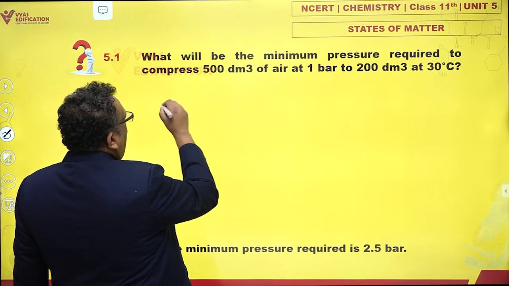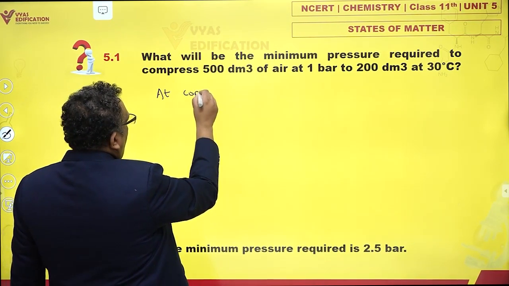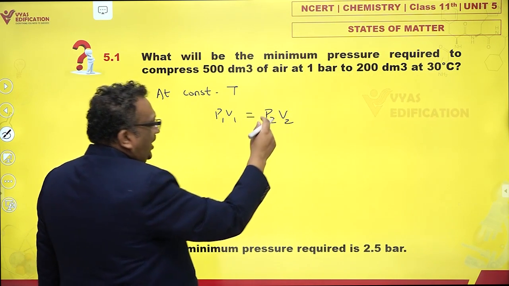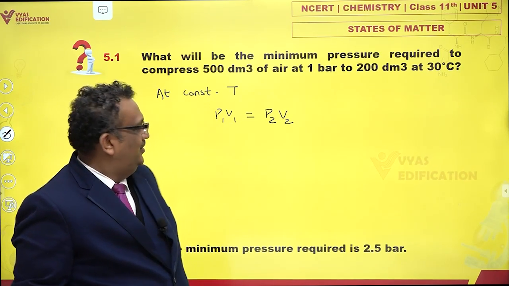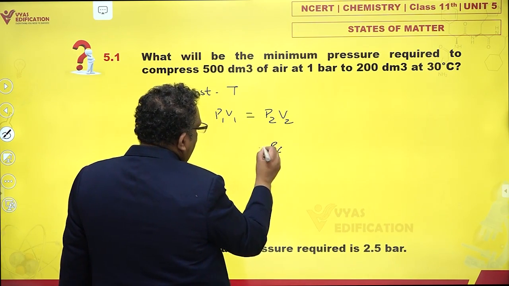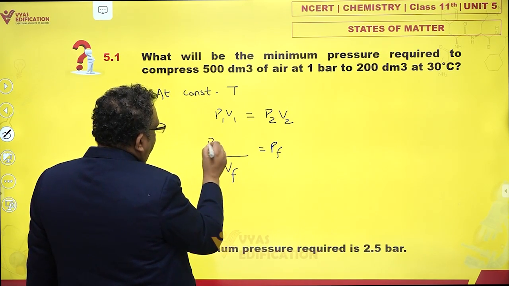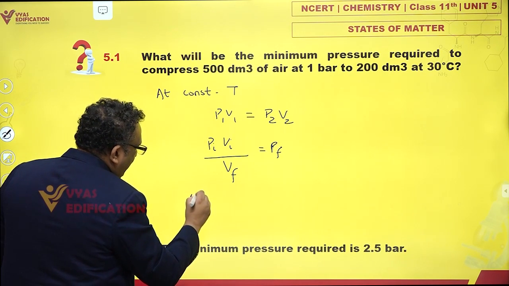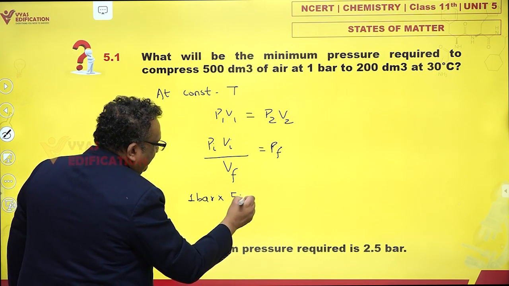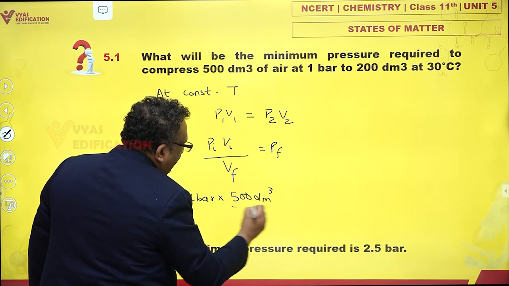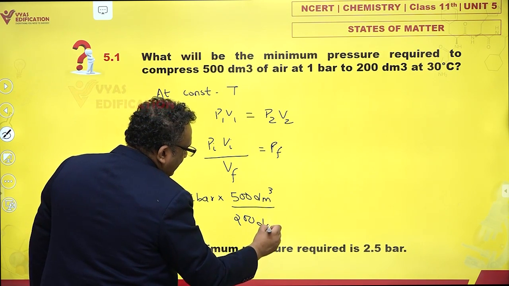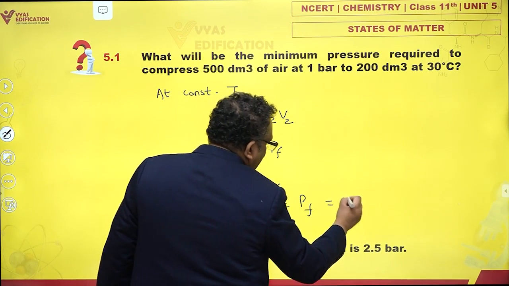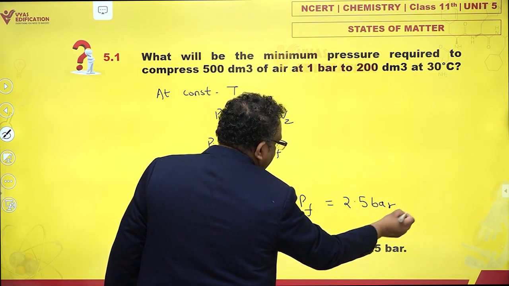We will say at constant temperature, P1 V1 is equal to P2 V2, we apply Boyle's law. So P final is equal to V initial by V final, times P initial. Now what was initial pressure? 1 bar. Initial volume is 500 decimeter cube. Final volume is 200 decimeter cube. This is P final, which if you cancel, it comes out to be 2.5 bar.